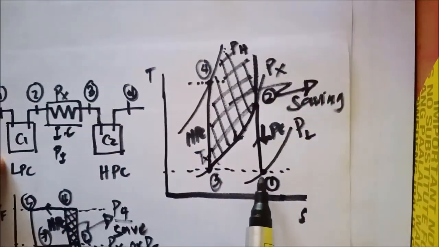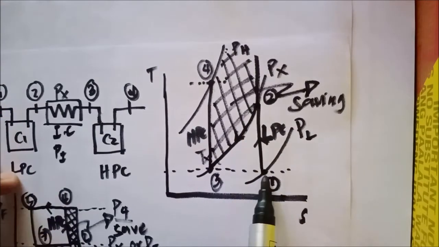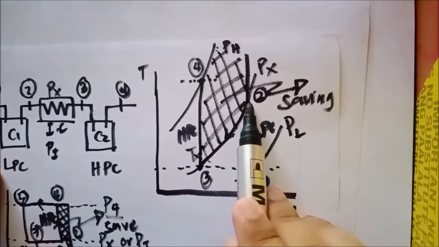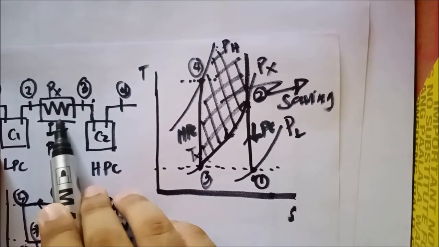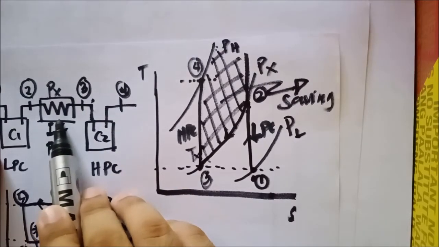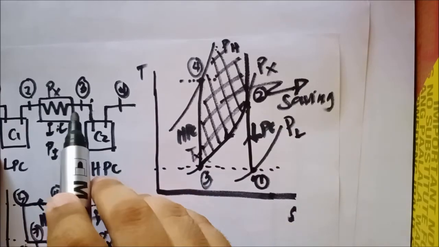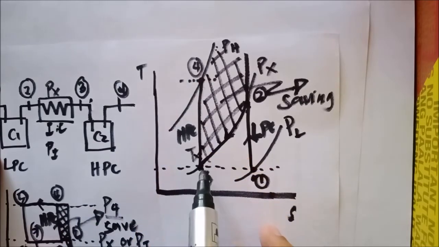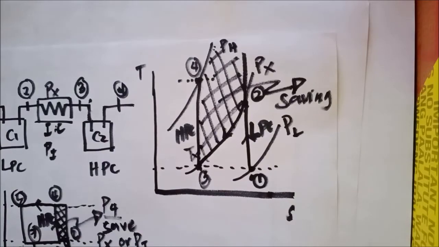So meaning compression from inlet 1 to 2, 1 to 2. Then there is intercooling from 2 to 3. 2 to 3 is intercooling through the interstage pressure of the pressure intercooler. Then it is compressed again from T3 to T4, to the final temperature and pressure.